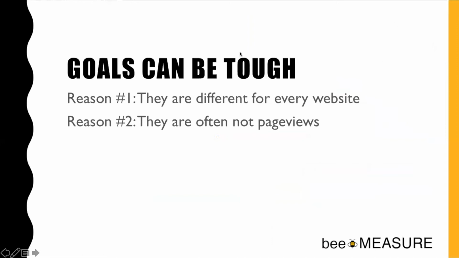One other thing that makes goals difficult to set up in Google Analytics is, first, we just already talked about how they're different for every website. But the second reason is that they are most often not page views. So if you think way back to the beginning of the webinar, I was talking about how page views is what Google Analytics tracks right out of the box. Every time a page loads, it tracks your page view, and it doesn't tell you information about other things like what actions people are doing.